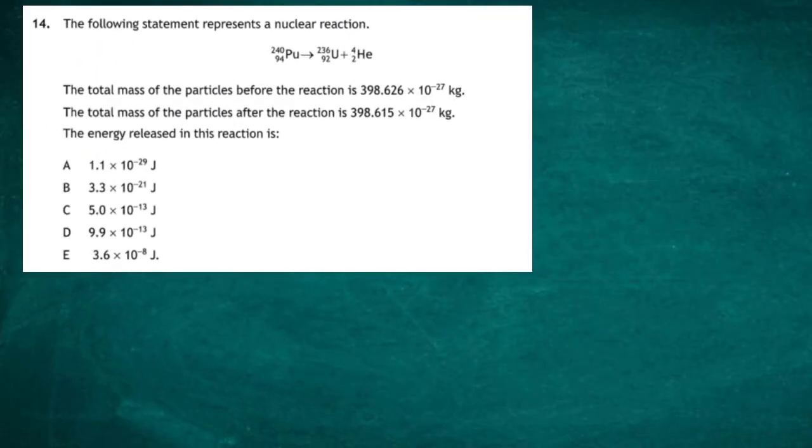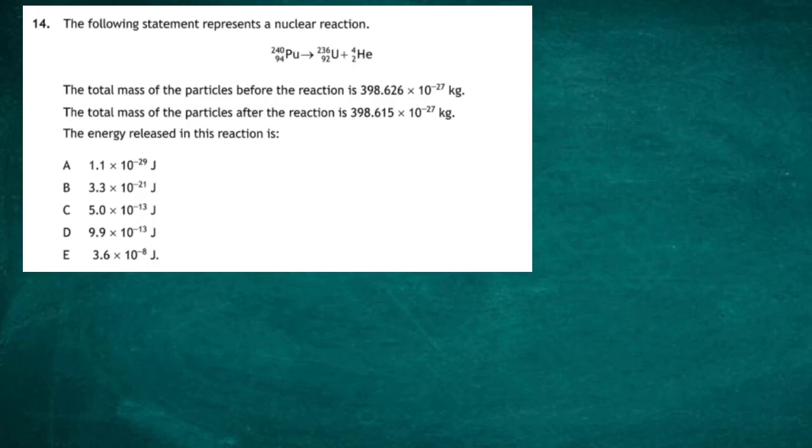Question 14 from Paper 1 of the 2022 Higher Physics examination from the SQA. The following statement represents a nuclear reaction. You can see 240/94 plutonium. It's going to react to give you 236/92 uranium plus helium, an alpha particle given off, 4/2 He.